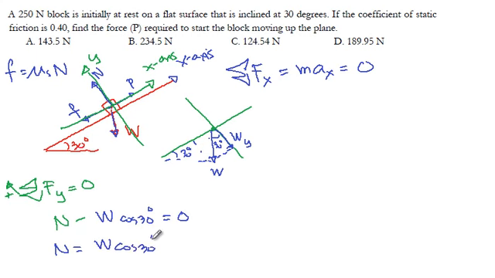What is weight? Well, I think we're given that the block weighs 250 newtons. So that's 250 newtons times cosine 30 and I think we have a value of 216.51 newton. 216.51. Okay? Mao na ang imuhang normal force. Now, back to the equation. Now we go now to the summation of forces along x.